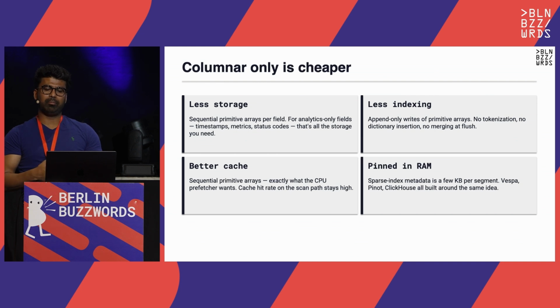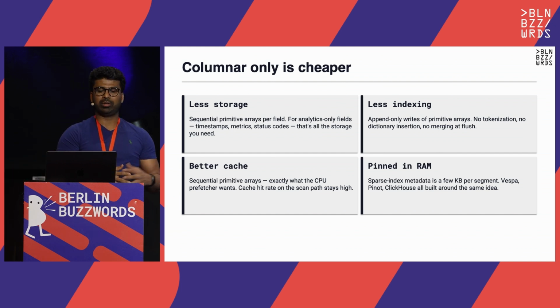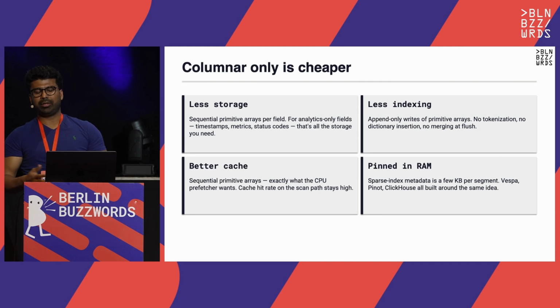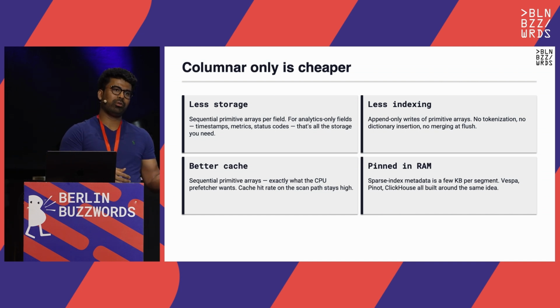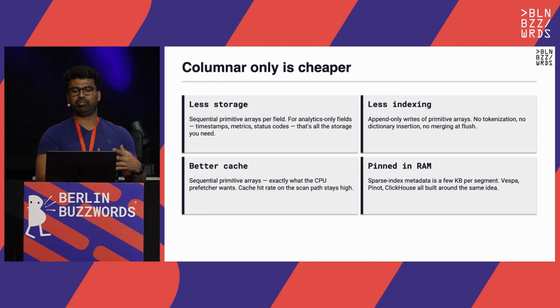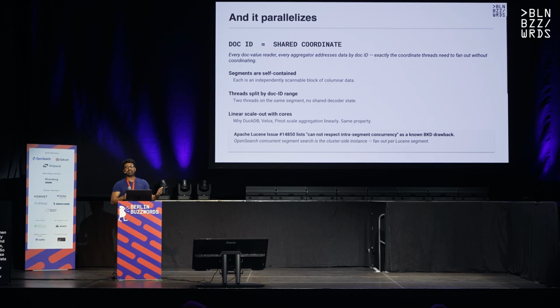Vespa has built around this idea for some time now with attribute fields. Pinot and ClickHouse also follow a similar pattern. There is also the advantage that you are indexing less because you are not building an additional inverted index data structure. You don't need to merge those during the flush time. It also results in better cache behavior. Sequential primitives are what the prefetcher wants. Another reason this works very well is because it parallelizes really well.